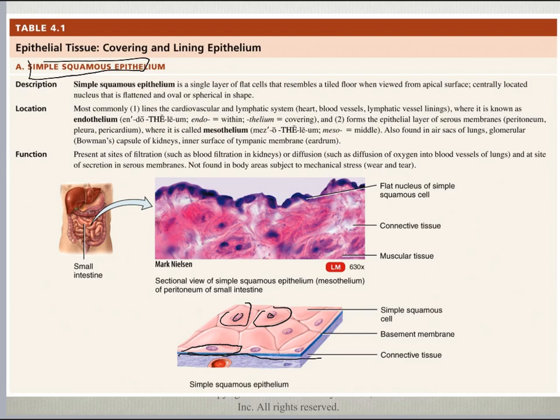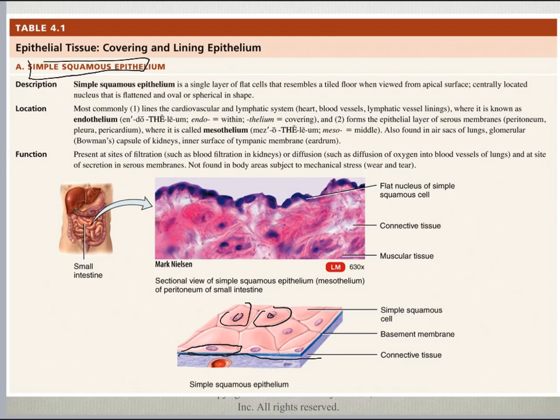We find it lining the cardiovascular lymphatic system, heart, blood vessels, lymphatic vessel linings, where it's called the endothelium. It's going to form the epithelial layer of serous membranes, like the peritoneum, the pleura, and the pericardium that we introduced in our first lecture. It's called the mesothelium. We also find it in the air sacs of our lungs, and more importantly, the glomerulus or Bowman's capsule of the kidneys.